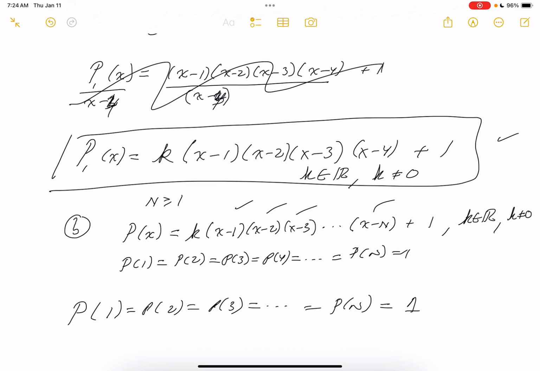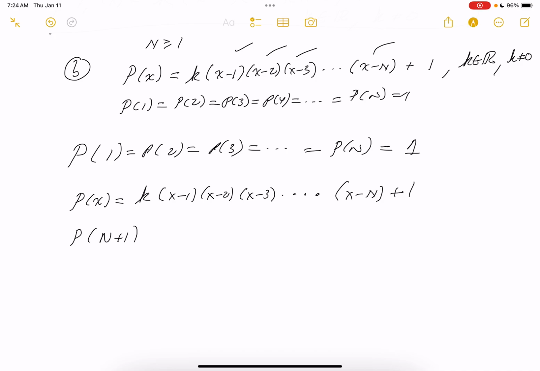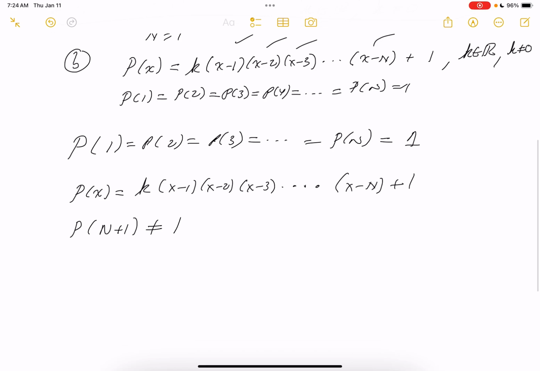All right, now I want to keep reading it. They go on to say that show Pn plus 1 is not equal to 1. Let's write this down. So I'm going to put down P of X again. That's k, x minus 1, x minus 2, x minus 3, dot, dot, dot, up to x minus n, plus 1. What did they say? Show that P n plus 1 does not equal 1. All right? So to do that, I just got to plug it in. Let's do that now. So what do you get? You get P of X. And what do you get over here?